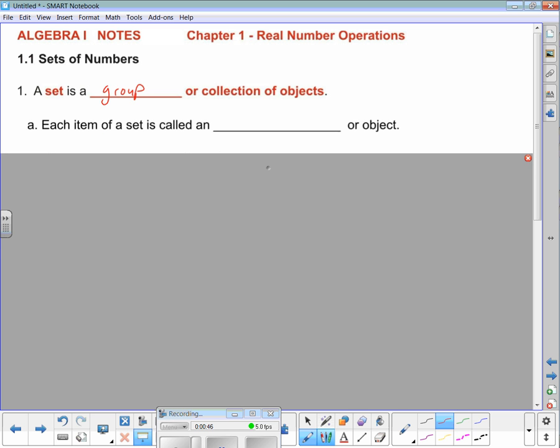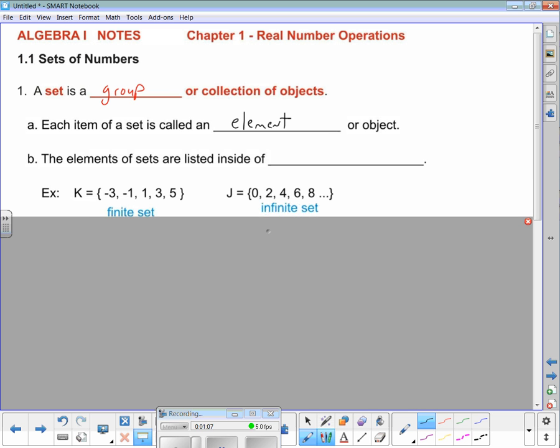All right, some terminology here. I'm going to use my black. Each item of a set is called an element. You can also call it an object. So the things inside the set are the elements or the objects, okay? What's inside the set are called elements or objects.